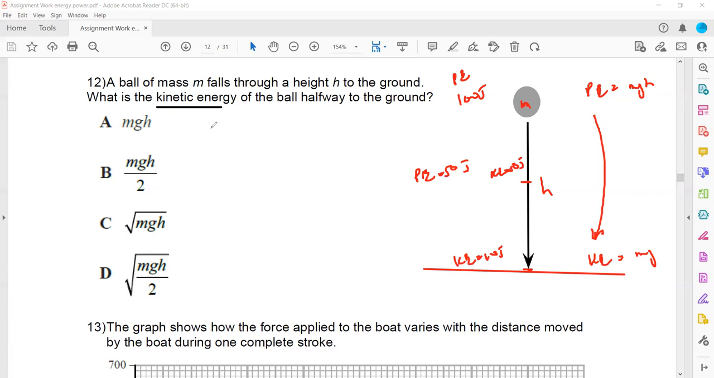So the question is, what is the kinetic energy halfway to the ground? The potential energy is mgh at the top. Halfway to the ground, the kinetic energy will be half of the potential energy. Potential energy divided by 2, and potential energy is mgh. So it will be mgh divided by 2. So B will be the right answer. Is it clear? Yes, sir.